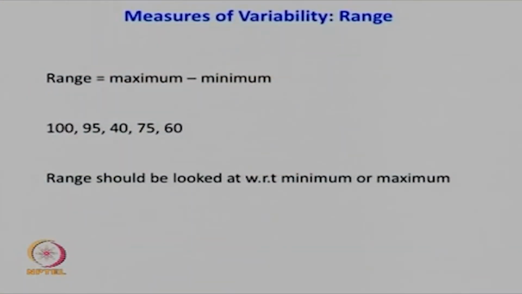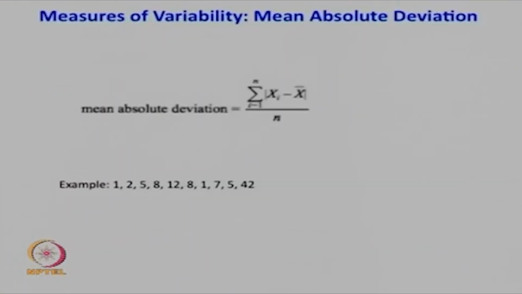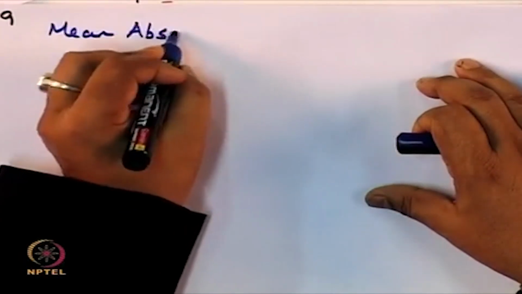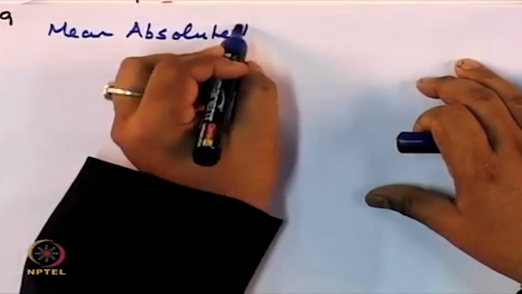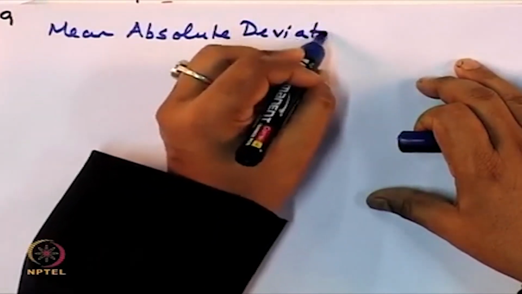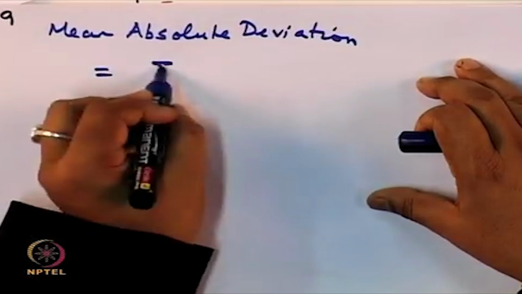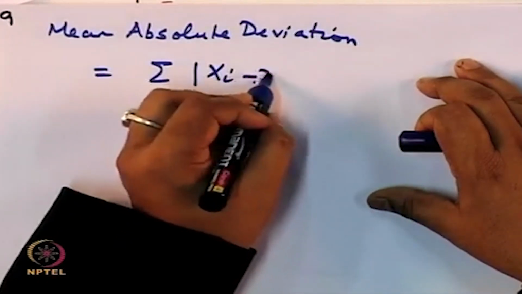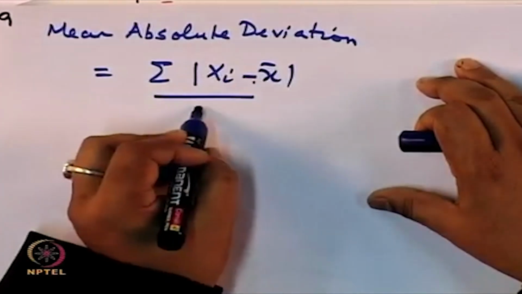Okay. So, another way of measuring variability is using the mean absolute deviation. So, we can work out this particular example. Your mean absolute deviation is the summation of mod of xi minus x bar, divided by n.